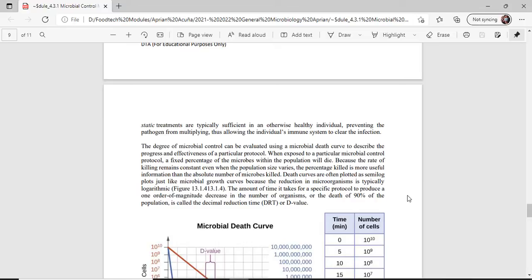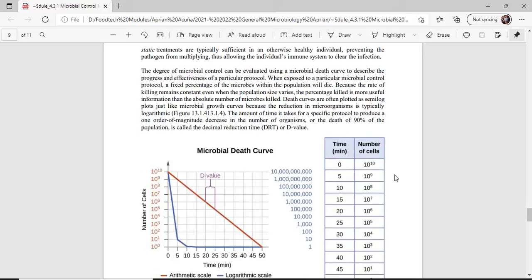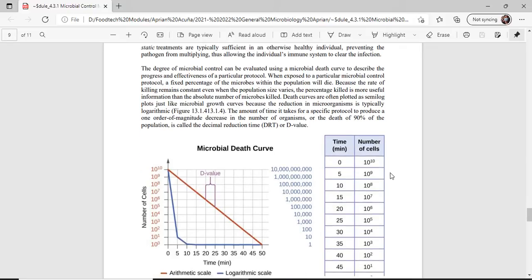Death curves are often plotted as a semi-log plot, in which the microbial growth curve becomes reduced to a straight line in a typical logarithm. The amount of time it takes for a specific protocol to produce a one order of magnitude decrease in the number of organisms, or the death of 90% of the population, is called the decimal reduction time, or DRT, or the D value.